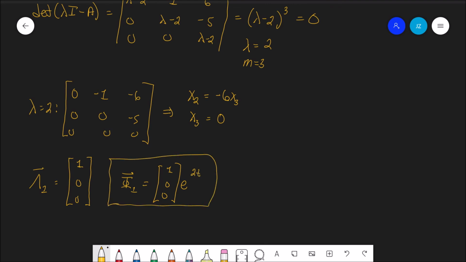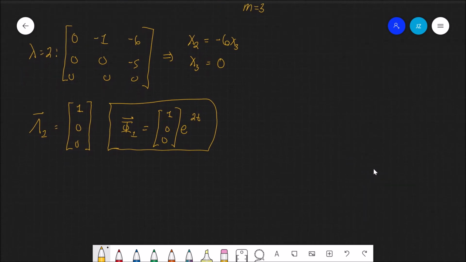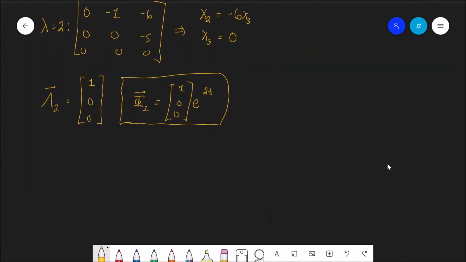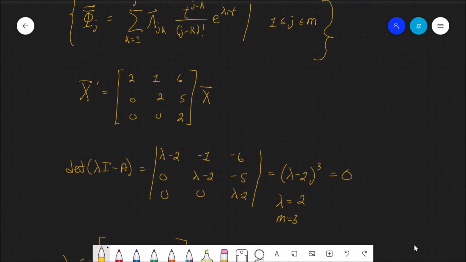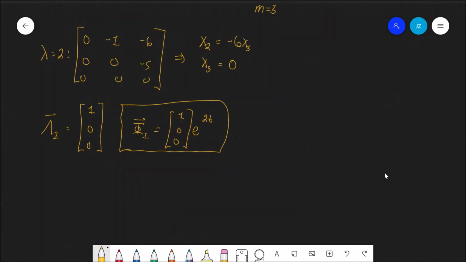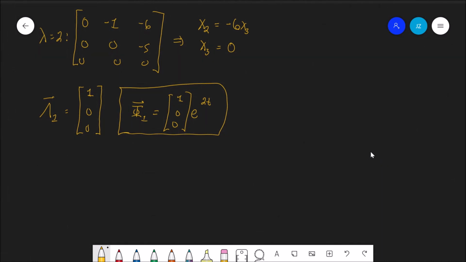Now, there's no way I can get 2 more eigenvectors out of this system that would be linearly independent. So I have to find 2 more. And we're going to use that nasty looking thing. Well, we can find a second linearly independent eigenvector by setting up the system lambda 1 is equal to (2I minus A) lambda 2, where this 2 is simply the eigenvalue.